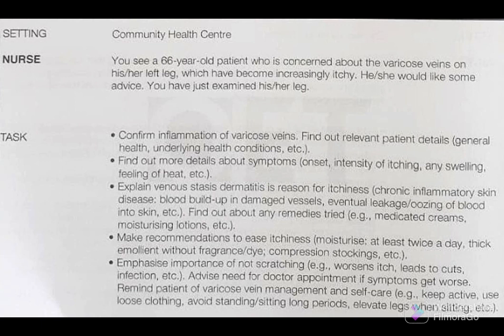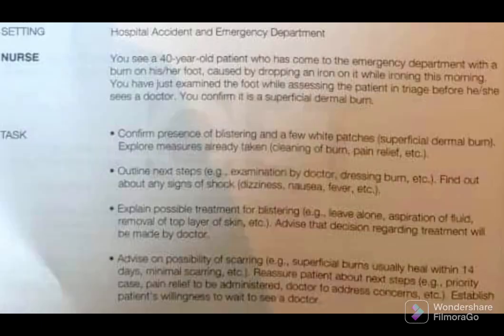And this role play and the previous role plays are totally different. And you have another scenario. It is a hospital accident and emergency department. You are a 40-year-old patient who has come to the emergency department with a burn on his or her foot caused by dropping an iron on it while ironing this morning. You have just been examined. So in this scenario also, the same word, you have just been examined. So this is a known case.